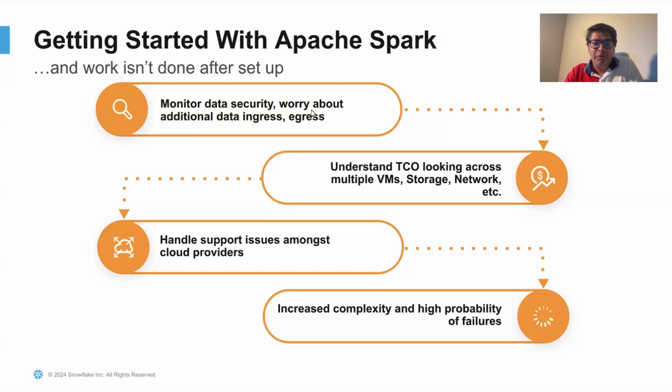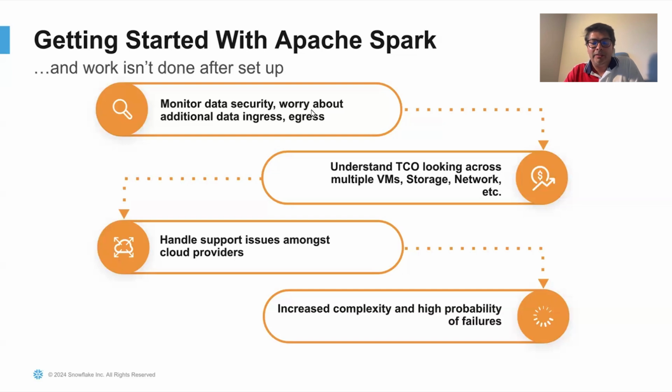And then if you run into issues, you have to talk to the vendor of the managed Spark provider, as well as work with the cloud providers if there are infrastructure issues. For example, you could be completely running out of capacity of a particular VM in a region, and then the burden is on you.